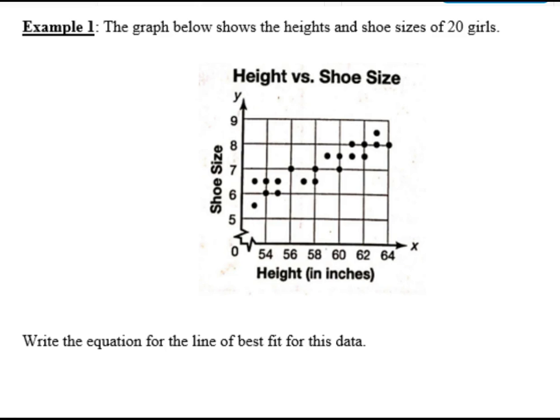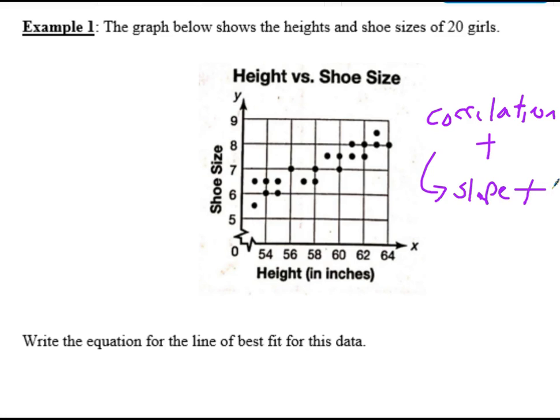Okay, so let's look at our first example. The graph below shows heights and shoe sizes of 20 girls. This makes sense, because as a person is taller, we would expect them to have a bigger shoe size. So that means our correlation is positive. And how that helps us is that if we have a positive correlation, our slope should then be positive when we go and figure it out.